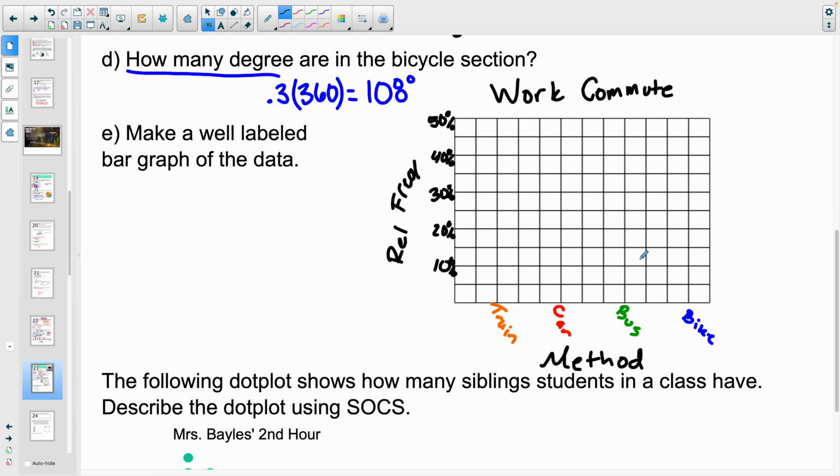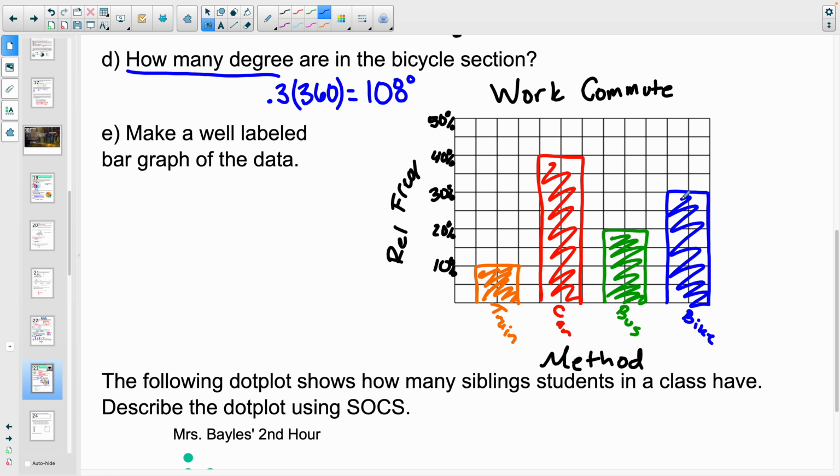Now everything is perfectly labeled, so we go ahead and draw in our bars. We see that train is only 10%, so we go up to the 10%, come over, and then shade that in. Car is 40%, our biggest one, so we find where car is at, go all the way up to 40, back down, then shade. Bus is our next one, it was 20%, so we go up to 20, over and down, shaded in. And lastly, the bicycle, which was 30%. So up to 30, over and down.